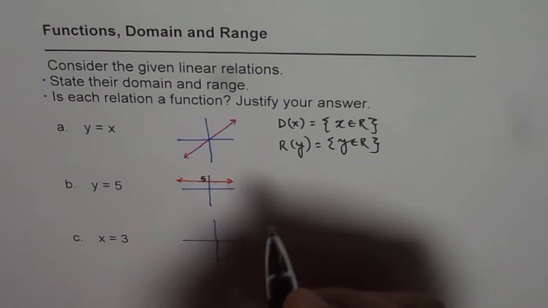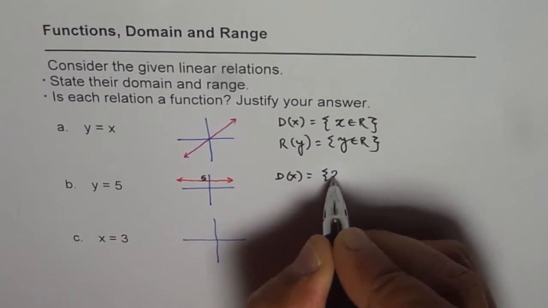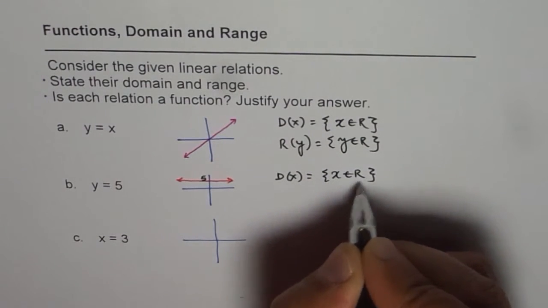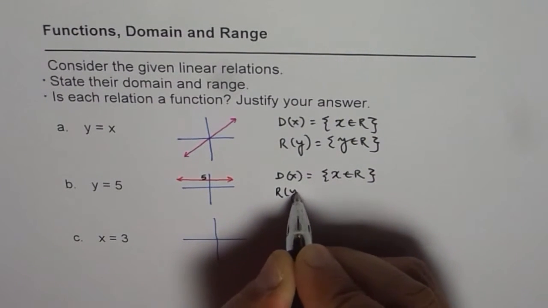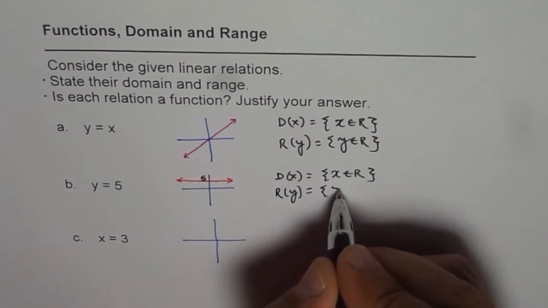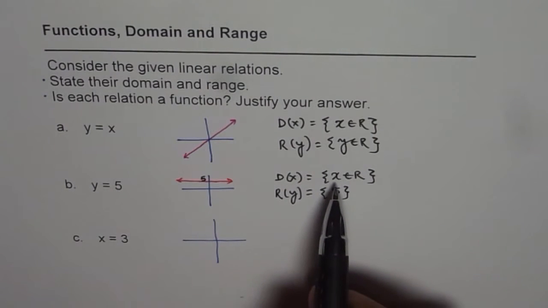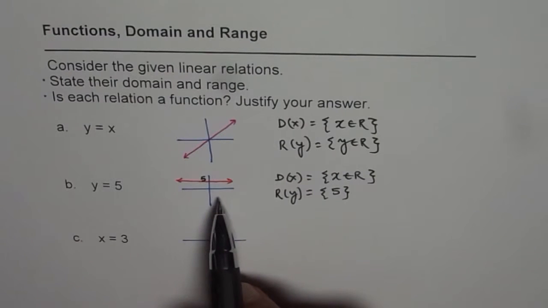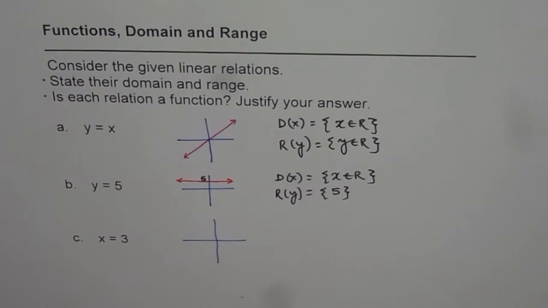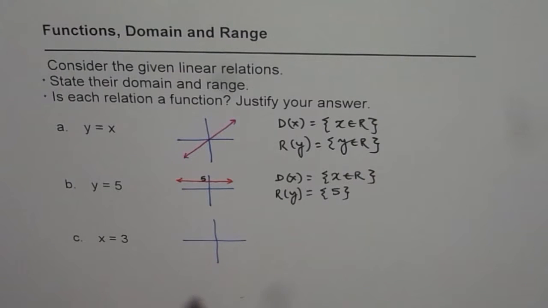Okay. So in this case, what is the domain? Domain is all the x values, which belong to the set of real numbers. But how about the range? Can you tell me that? Well, range is just 5. Do you see that? Range is just 5. Each and every element in X is associated with 5 in range. Do you see that? Okay.